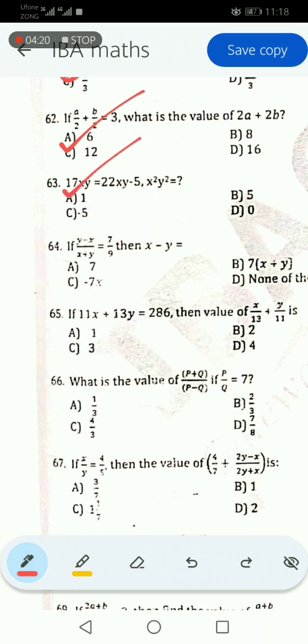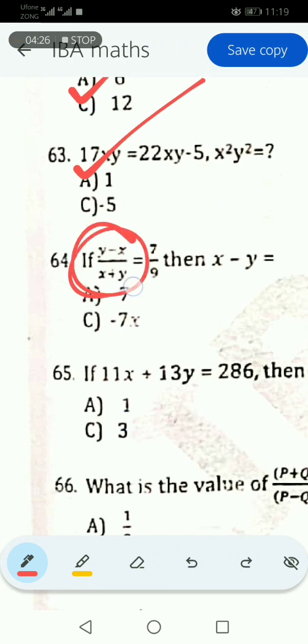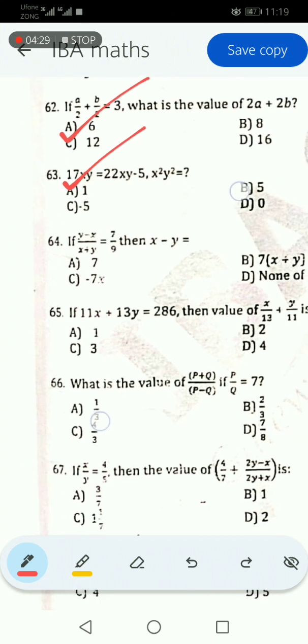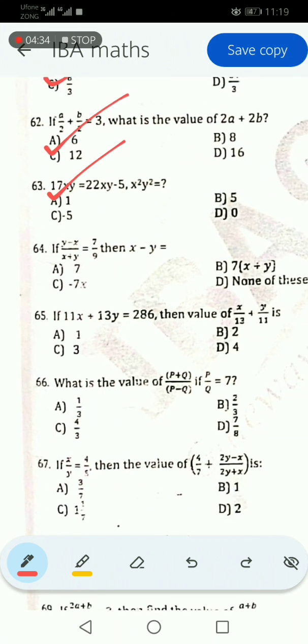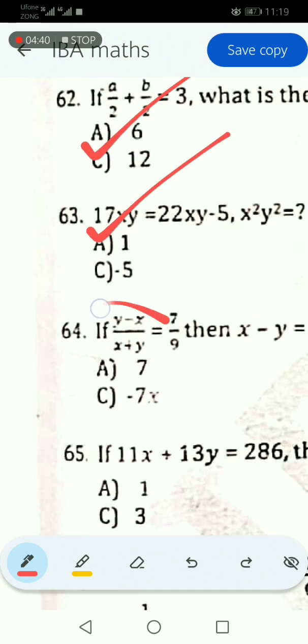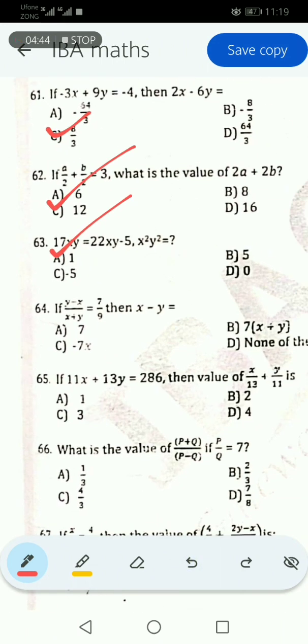Let's move on to question number 64. In question number 64, it is asked that if y minus x is equal to 7 and x plus y is equal to 9, then what is the value asked? If you look at the question, the value of x minus y is given. If I simplify it, our answer will probably be 0 or something like that, because we cannot simplify this equation. The values of the variables are not given. So the answer for this equation will be none of these, because you cannot assume it.